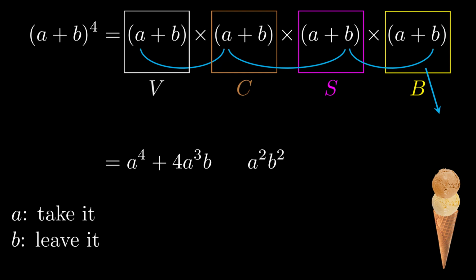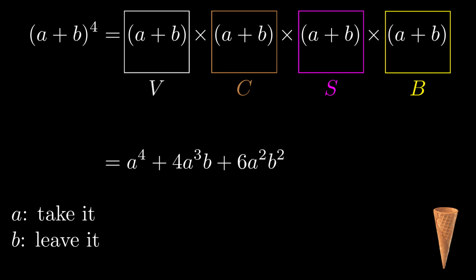And just like before, every a squared b squared possible comes from taking a particular 2-scoop ice cream, because that's where the 2 copies of A would come from, taking 2 scoops, and 2 copies of B means you're leaving 2 scoops out. Okay, so how many 2-scoop selections of ice cream are there? Well, we choose 2 of the 4 flavors, and that's 4 choose 2, so we get 6.